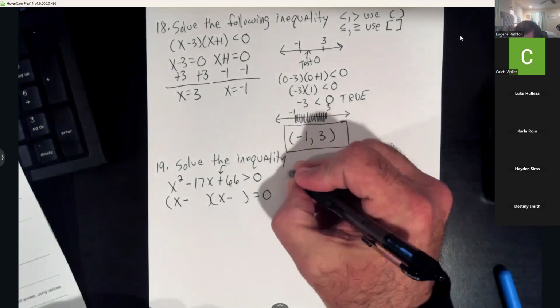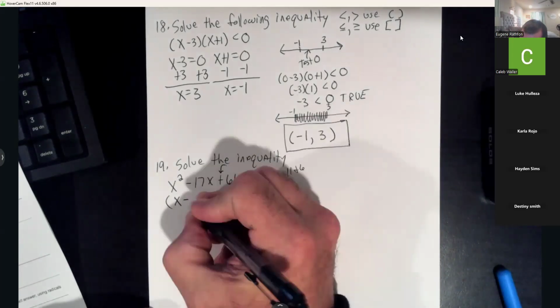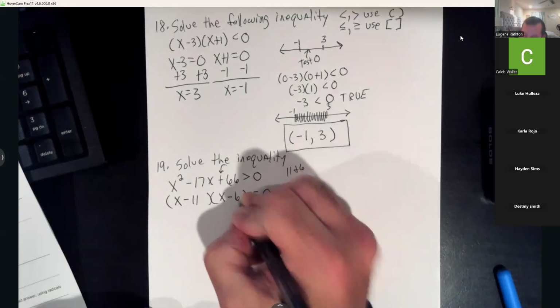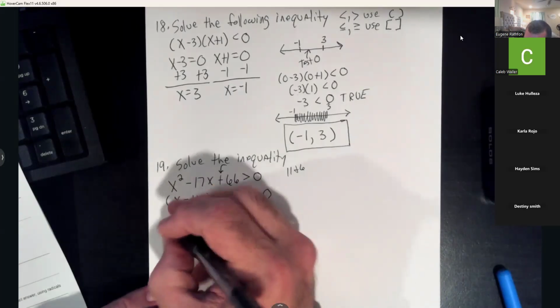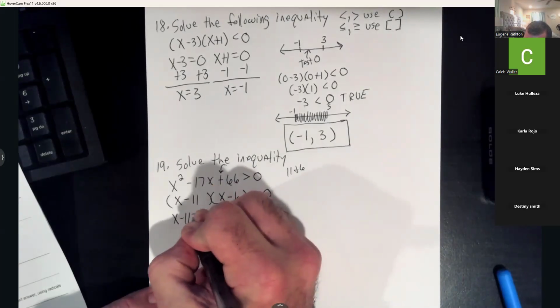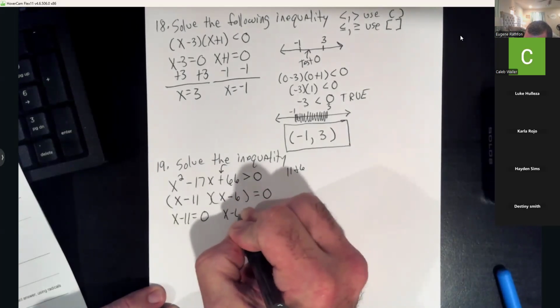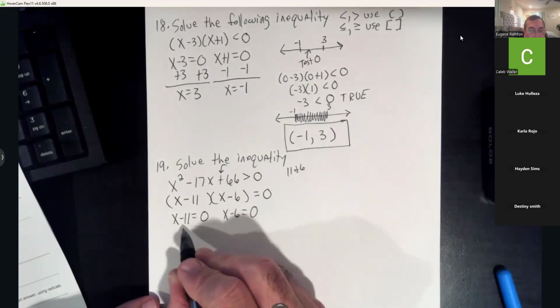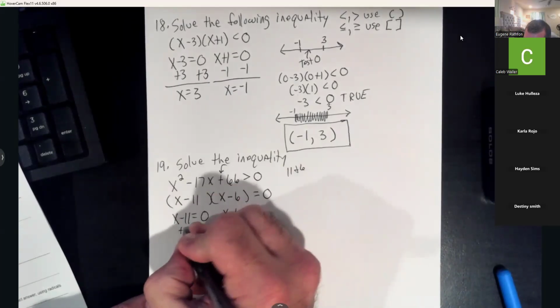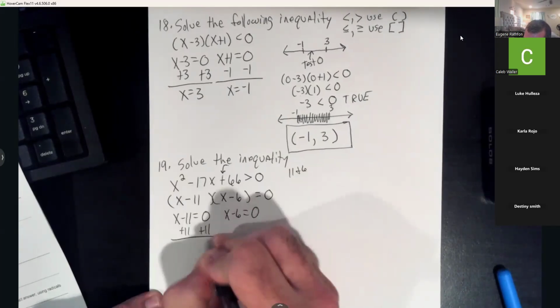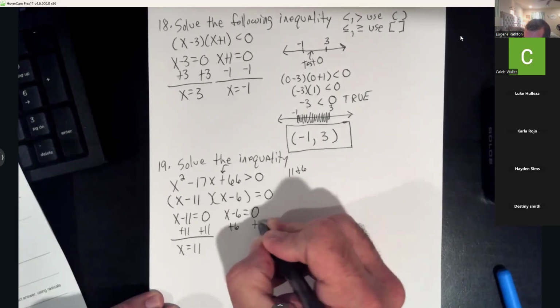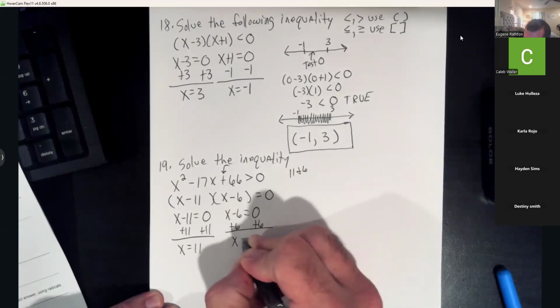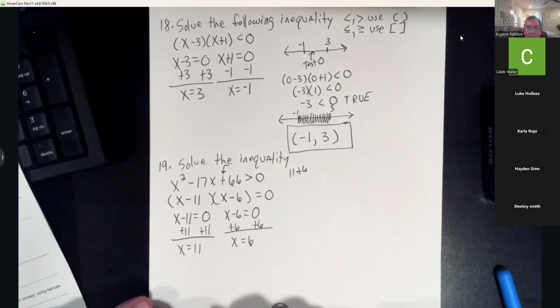11 and 6, good job. So that'll be x minus 11, x minus 6. Okay? Now, set both of them equal to 0 and solve. So y'all, looks like here we're going to add 11. So I get x equals 11. Here I'll add 6, and I get x equals a positive 6.